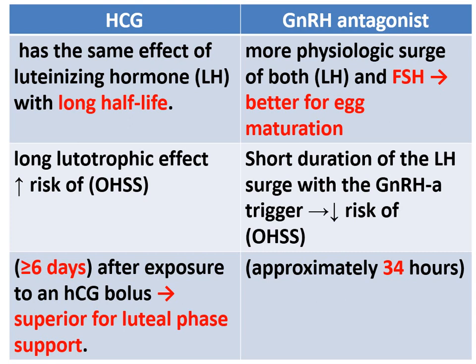On the other hand, GnRH agonist is more physiologic because it increases both LH and FSH. And at the beginning, I told you that FSH is important for separation of the oocyte cumulus complex from the base membrane. So the results of triggering by GnRH agonist are expected to be more than HCG alone because of better egg maturation. Moreover, the duration of action of GnRH agonist is short, so there is low risk of ovarian hyperstimulation syndrome. Its action is around 34 hours.